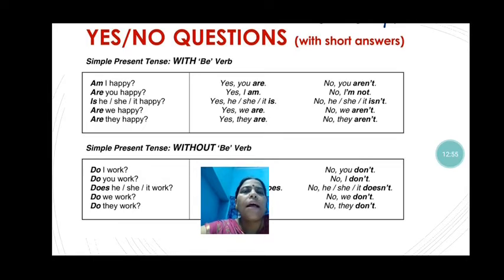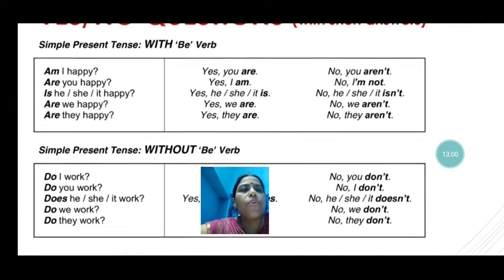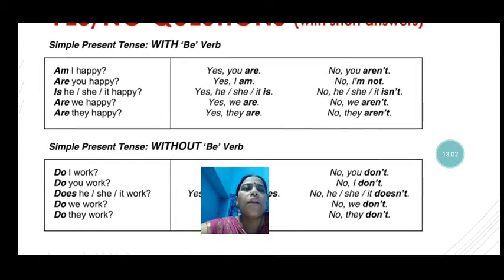Now see, am I happy? Yes, you are. No, you aren't. Answer. Are you happy? Yes, I am. No, I am not. Then, is he or she or it happy? With he, she, it we use is. Yes, he, she or it is. No, he, she, it isn't. Are we happy? Yes, we are. No, we aren't. Are they happy? Yes, they are. No, they aren't.